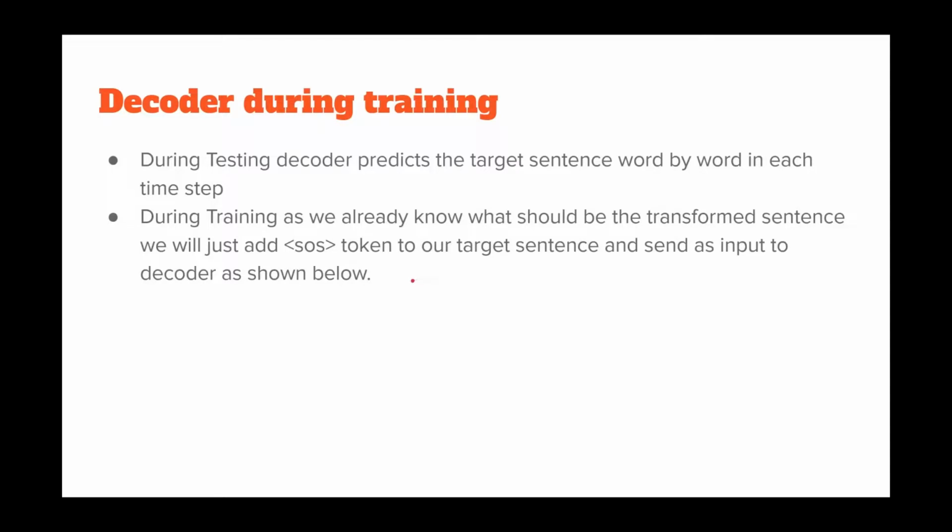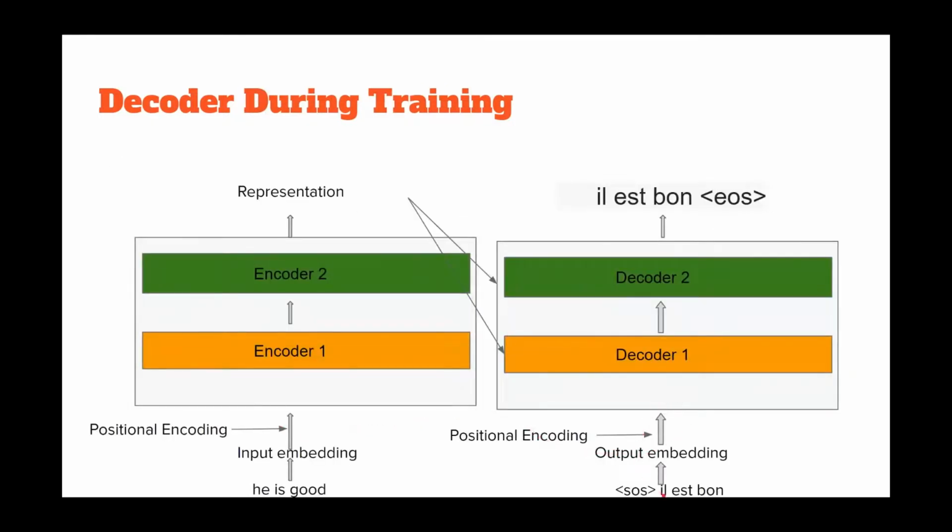Now, the decoder during training. During testing, the decoder predicts the target sentence word by word in each time step. But during training, as you already know what the target sentence should be, we will just add a start of sentence token to our target sentence and send it as input to the decoder as shown below. If you look at this diagram, during the training time, since we know what the target sentence for he is good should be, we will just add it as an input to the decoder with the SOS, start of sentence tag, and we'll convert it to the embedding, add the positional encoding, and pass it to the decoder layers. This is during the training process.